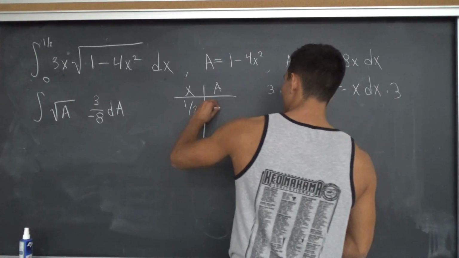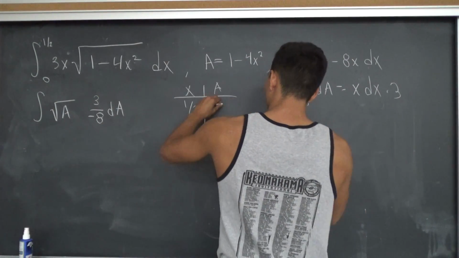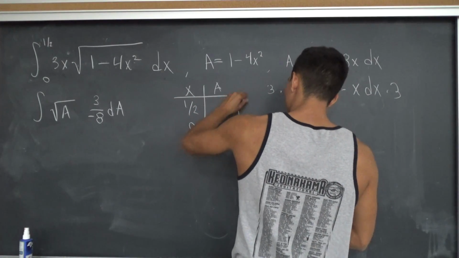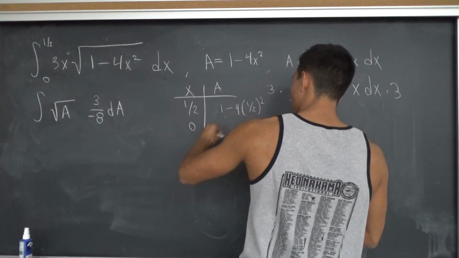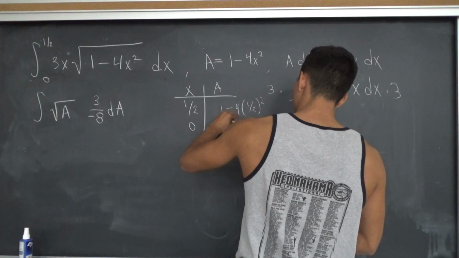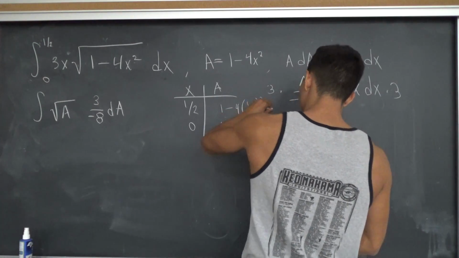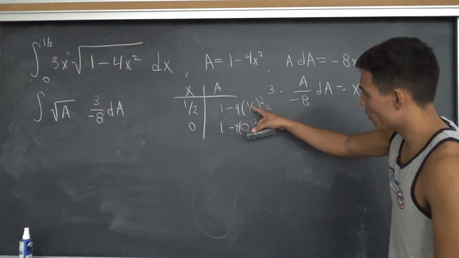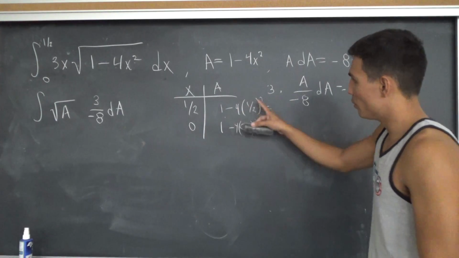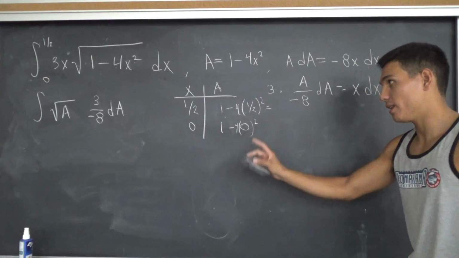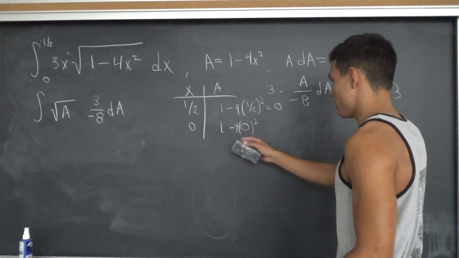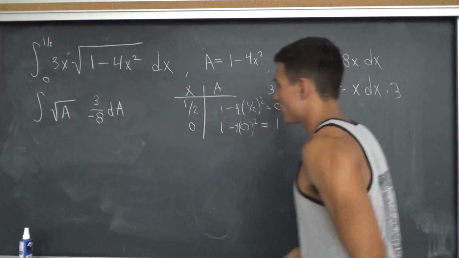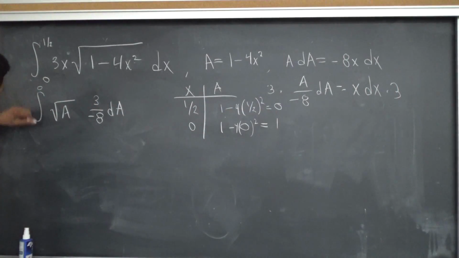What's going to happen? We're going to see that 1 minus 4 times 1/2 squared. What is this? Oh, 1 minus 4, okay, 1/2 squared, that's 1/4. 1/4 times 4, what's that? That's 1. 1 minus 1 is 0. And the other bound, this is 1. So look at that. Note that our bounds is 0 to 1.